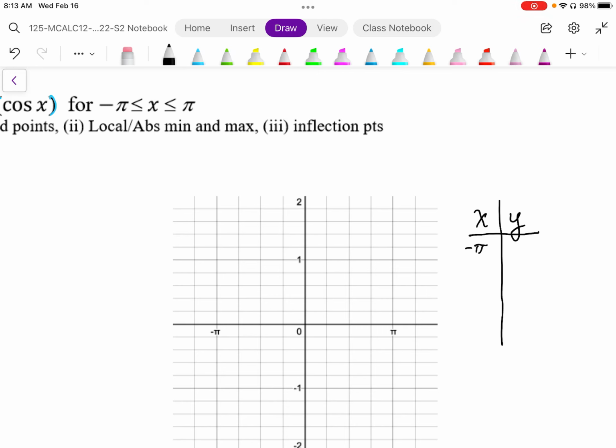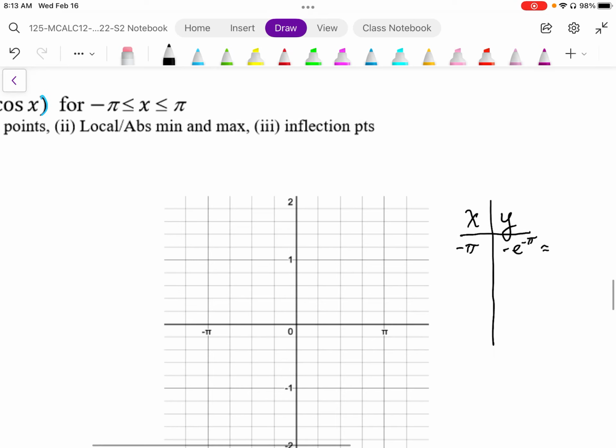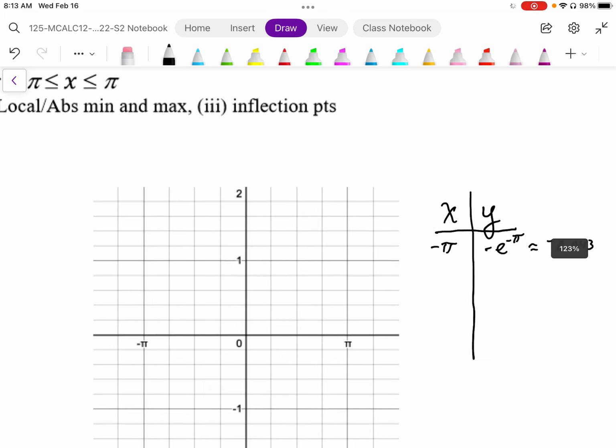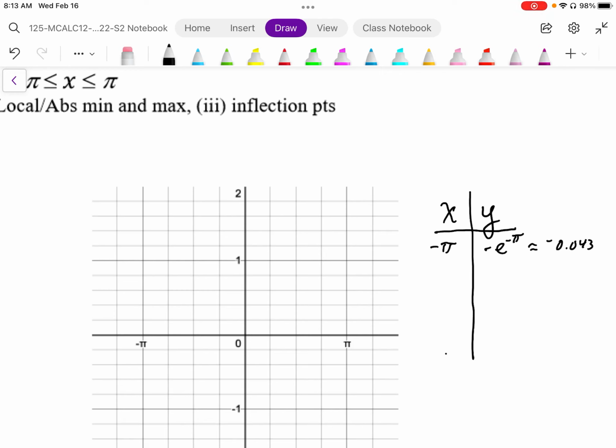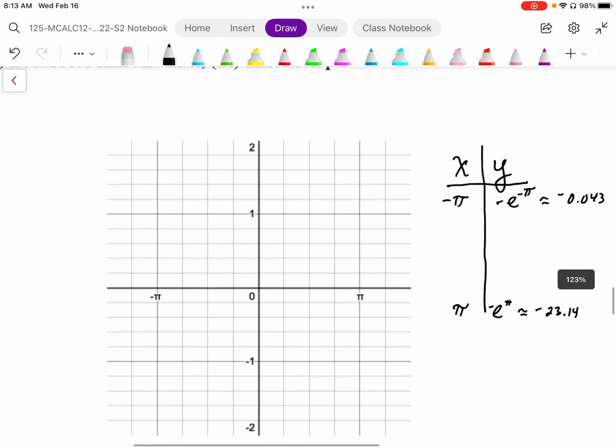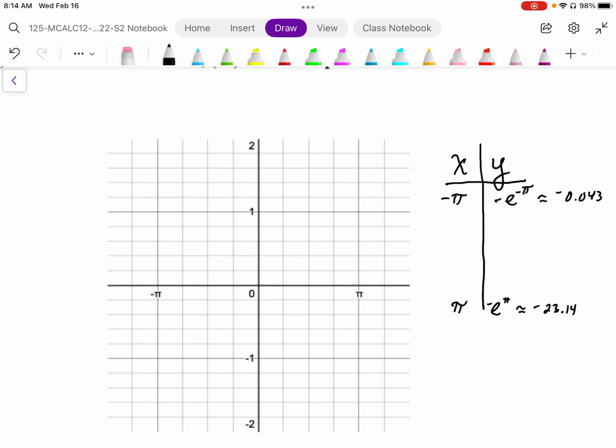and we get approximately negative e to the negative pi. And that gives me a value of approximately negative 0.043, okay? And then we're going to plug in our value at pi, and we end up with e to the pi, which is approximately negative e to the pi, which is approximately negative 23.14. So that point is going to be off our graph, but we'll show that afterwards.